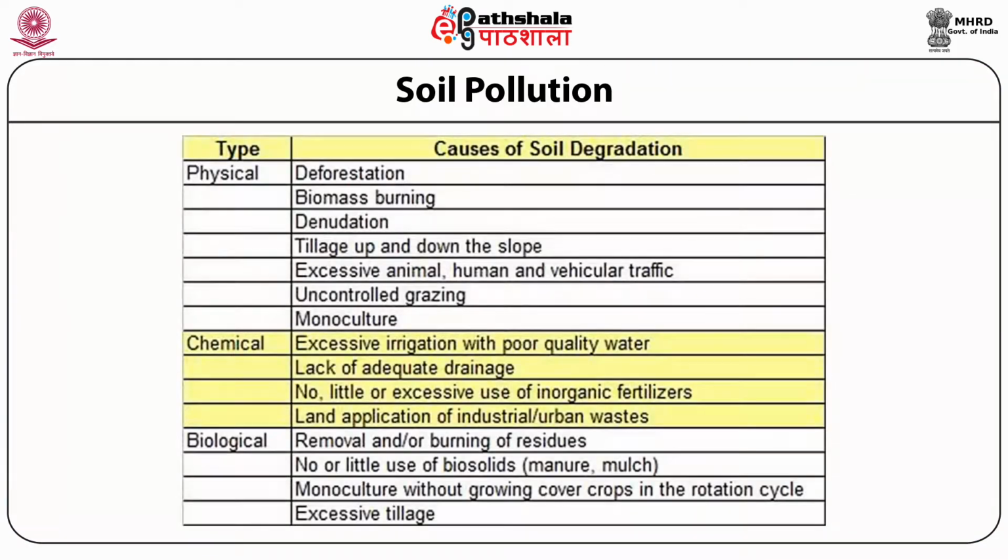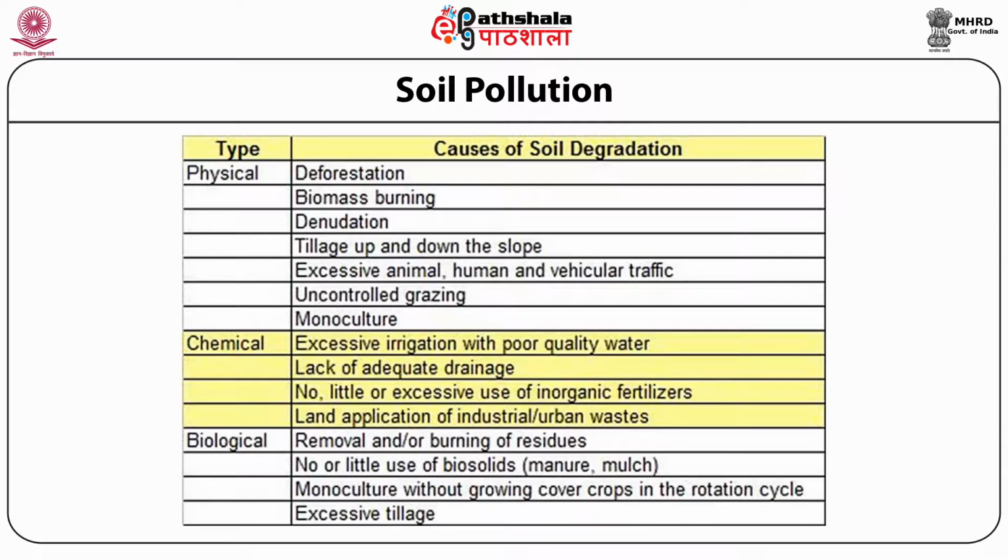In this table, we discuss the causes of soil degradation. There are three causes of soil degradation: number one is physical, then chemical, and third is biological. Physical causes of soil degradation include deforestation, biomass burning, denudation, tillage up and down the slope, excessive animal, human and vehicular traffic, uncontrolled grazing and monoculture.